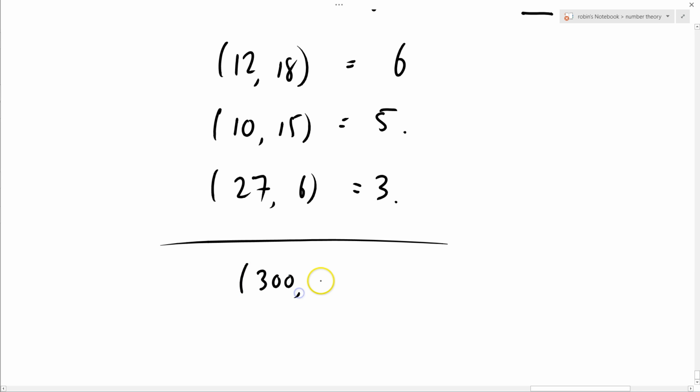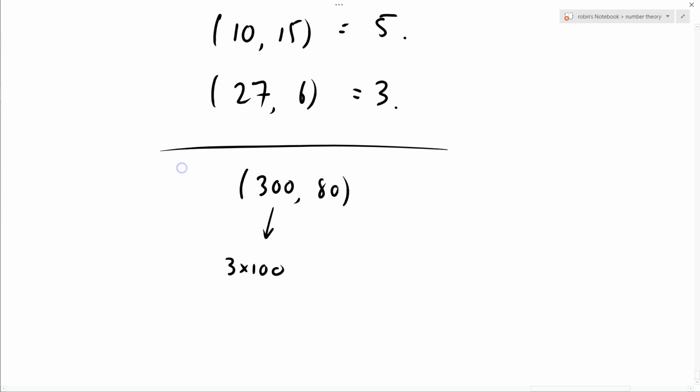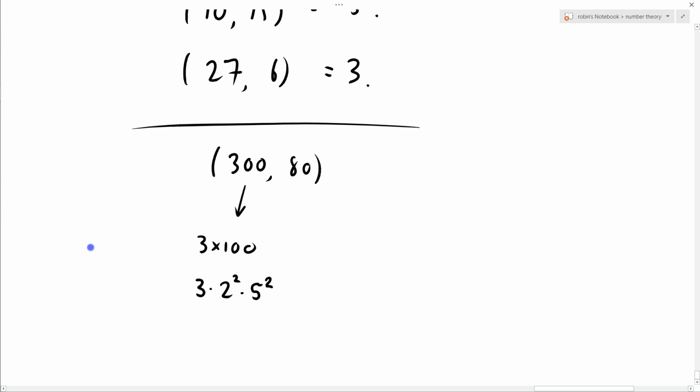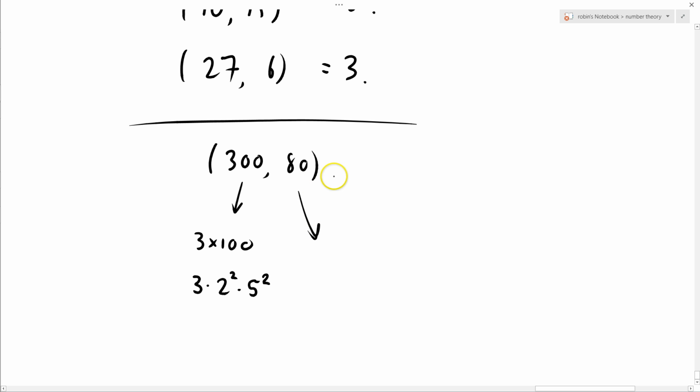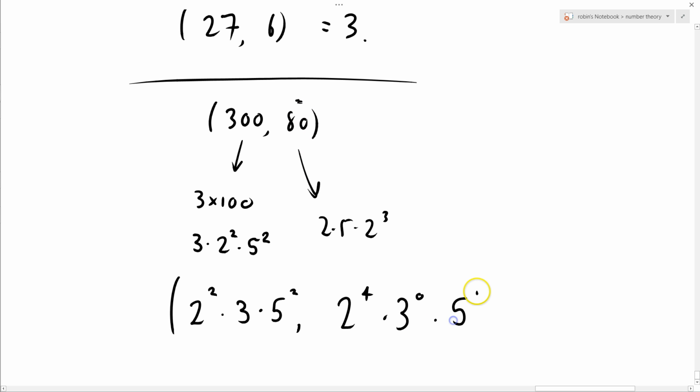Let's say 300 and 80. Well, I'm going to factorize it. So 300 is 3 times 100, of course. So it's 3 times 2 squared times 5 squared. And 80 is, of course, 8 times 10, so it's 2 times 5 times 2 cubed. So I'm just going to rewrite these numbers, 300 and 80. It's going to be 2 squared times 3 times 5 squared, comma, 2 to the 4 times 3 to the 0, because there's no factor of 3 at all there, times 5 to the power 1.